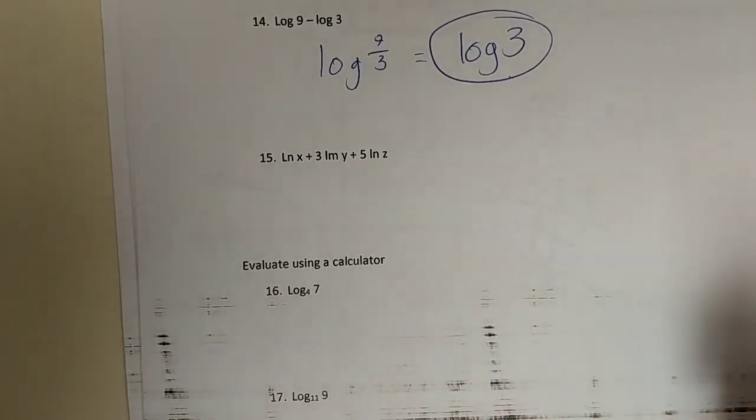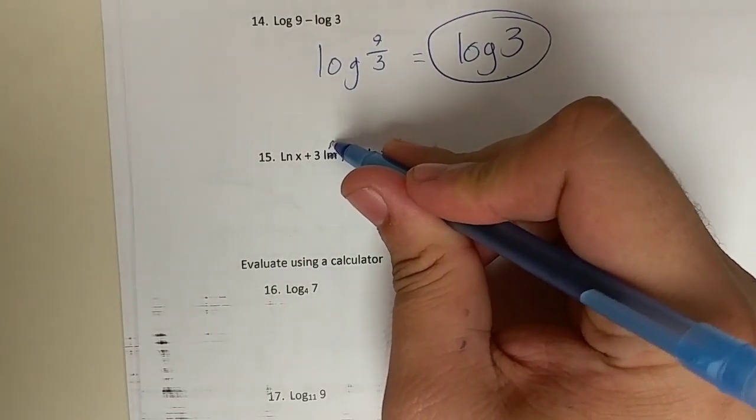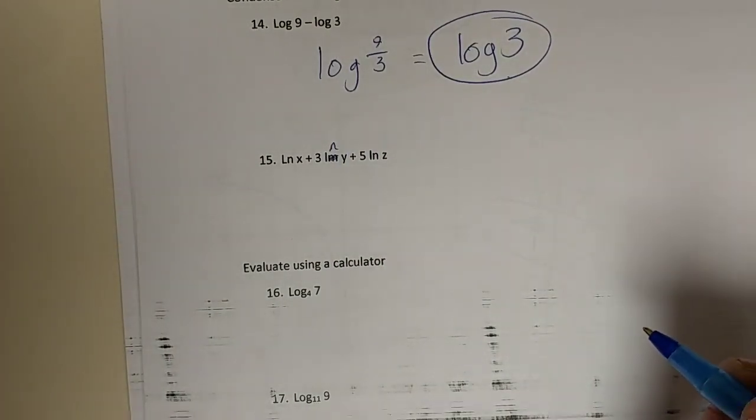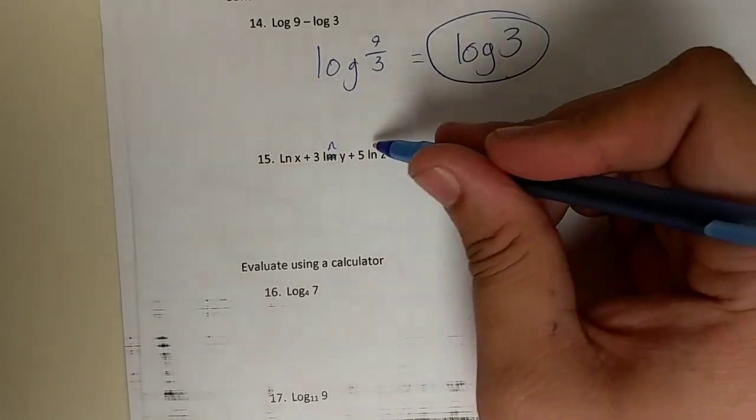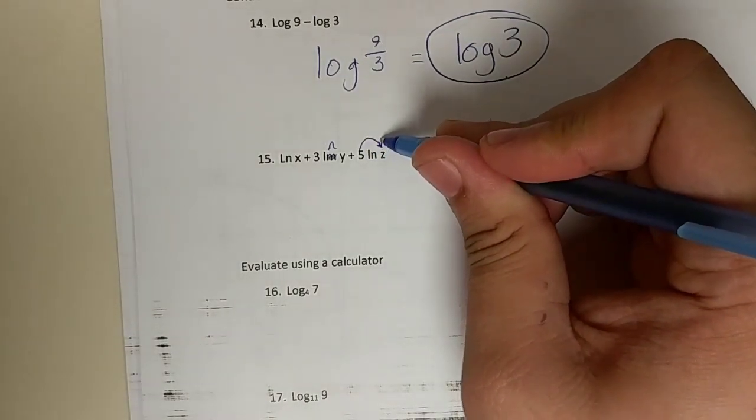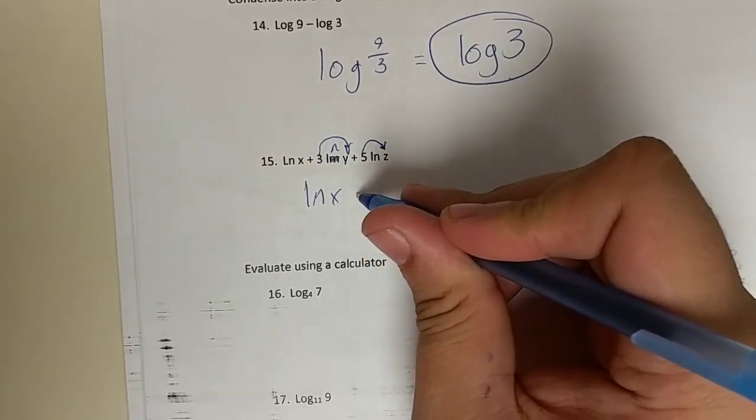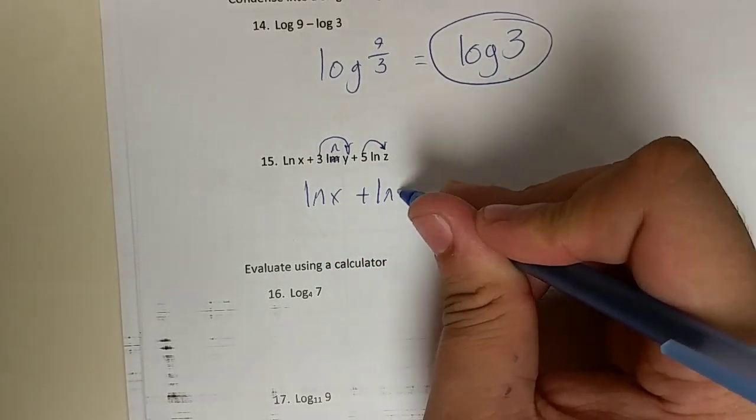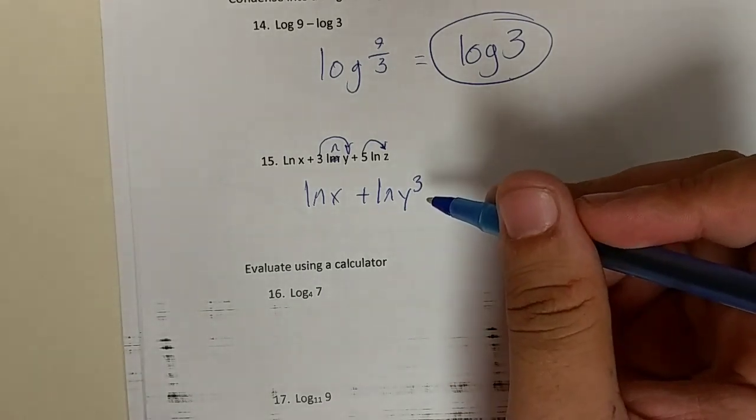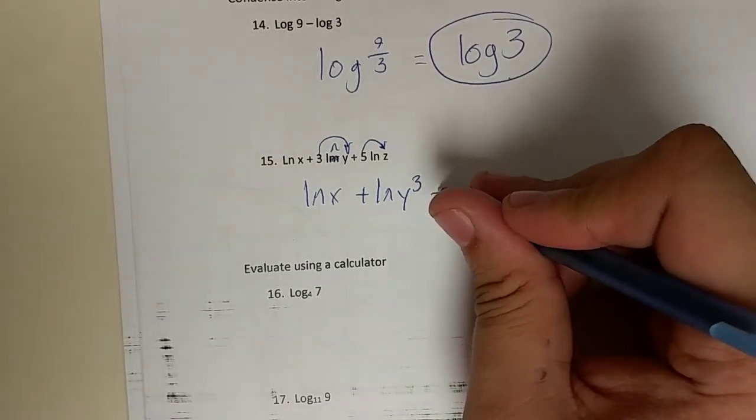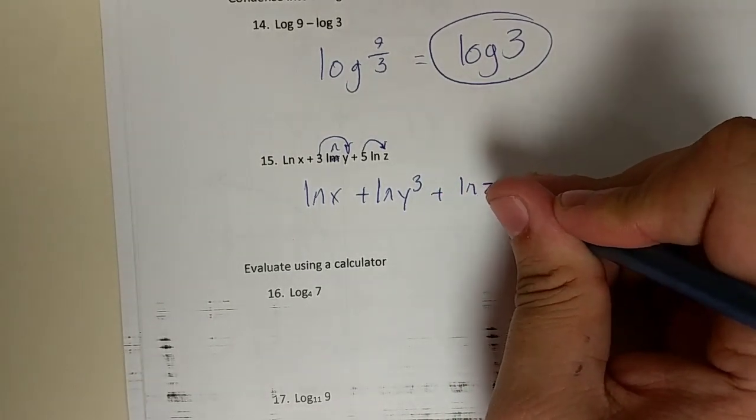Next one. ln x plus 3 ln y plus 5 ln z. So what I want to do is take all these numbers that will be multiplied and move them on top first. So ln of x plus ln of y to the third, plus ln z to the 5.